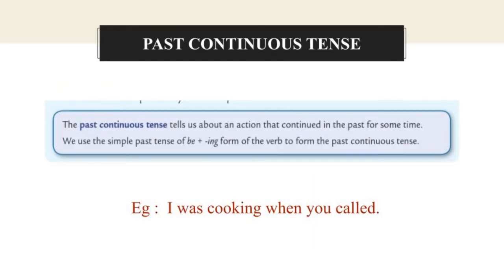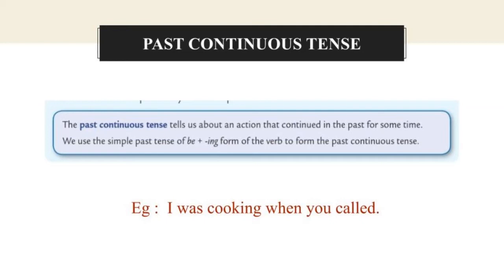Let us see past continuous tense. What do you mean by past continuous tense? It tells about an action that continued in the past, not now. It continued in the past for some time. That is known as past continuous tense. Past continuous means that the action happened continuously, not now. It has happened in the past.